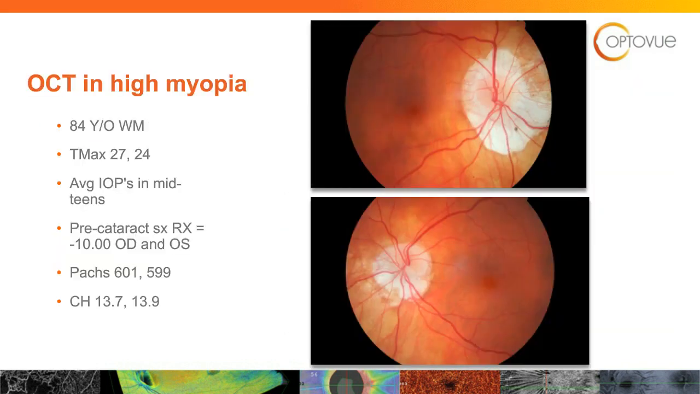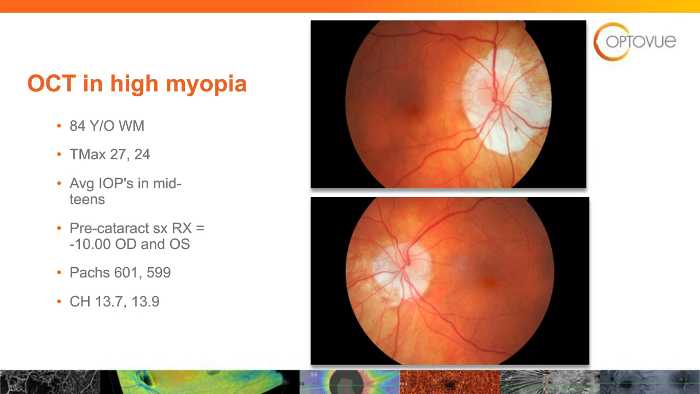Here's a case of an 84-year-old white male who has a Tmax of 27 and 24. So those pressures are in an area of potential concern. Average pressures in the mid-teens. Pre-cataract surgery, the prescription was -10 in the right eye and the left eye, with pachymetry 601, 599. You can see the corneal hysteresis of 13.7 and 13.9. So there are some red flags being raised here.